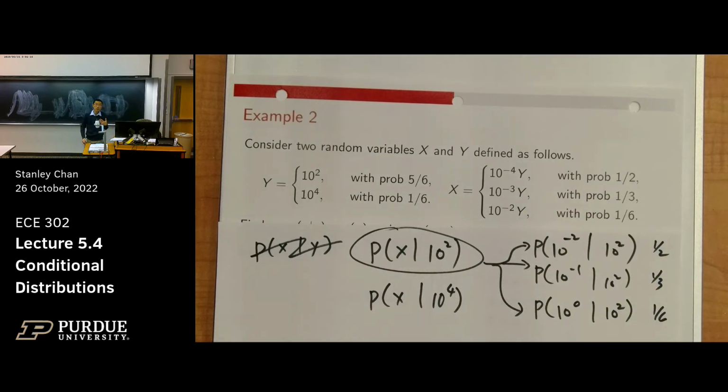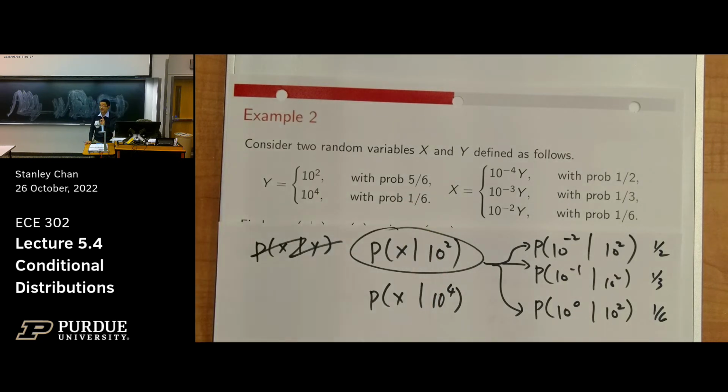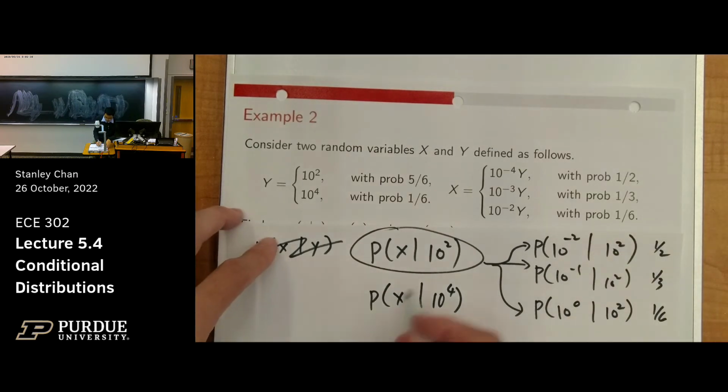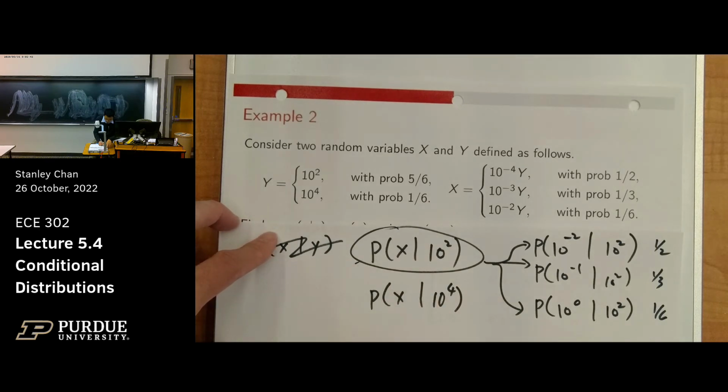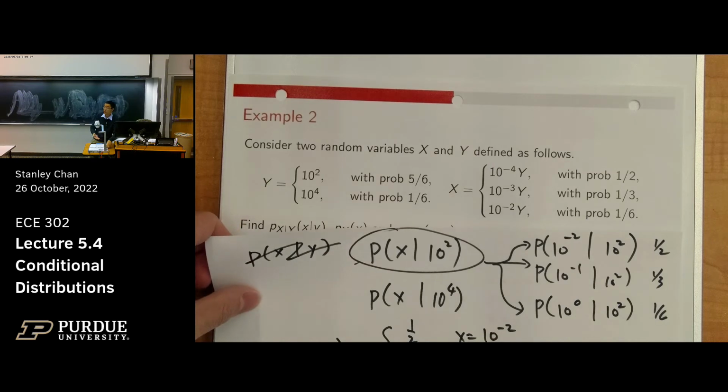So one way to think about the conditional probability is that by saying x conditioned on y equals 10 to the 2, you really just fix your y to 10 to the 2. Everything else just follows. So what do I have here? You have your p of x given 10 to the 2. You have three values: it will be 1/2, 1/3, and 1/6 for x equals minus 2, x equals minus 1, and x equals 0. So this is the conditional probability when y equals 10 to the power 2.